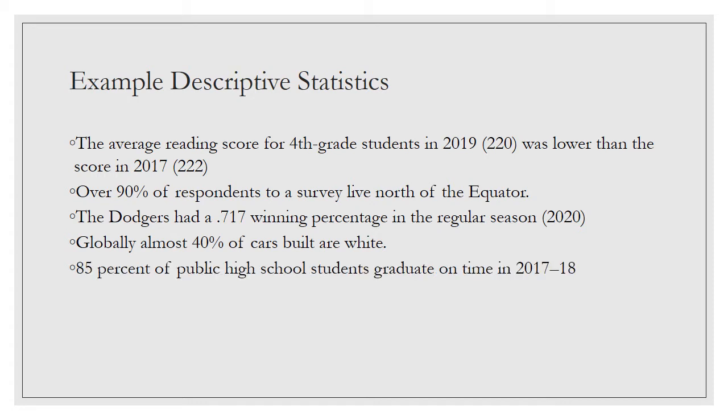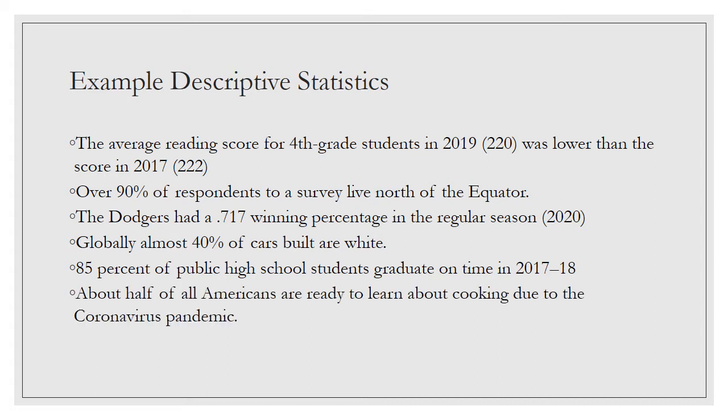85% of public high school students graduated on time between 2017 and 2018. And about half of all Americans are ready to learn about cooking due to the coronavirus pandemic. So we're just describing. We're not making a claim behind these. We're presenting, we're describing or summarizing our data. And I think we all encounter these types of descriptives in our everyday life.